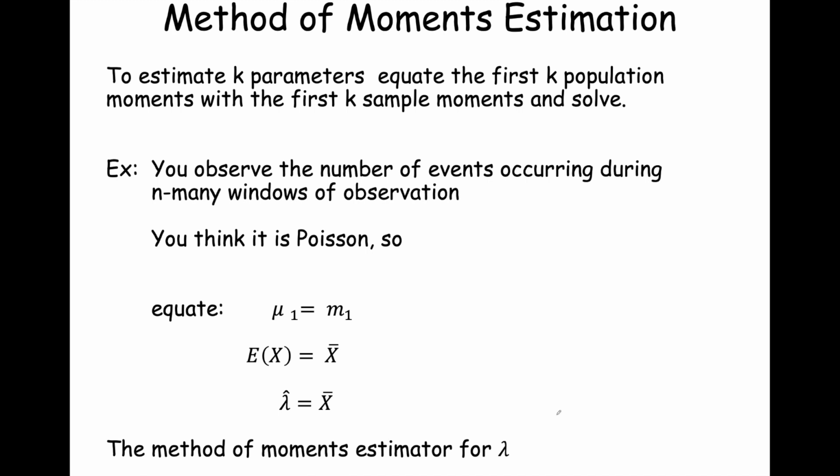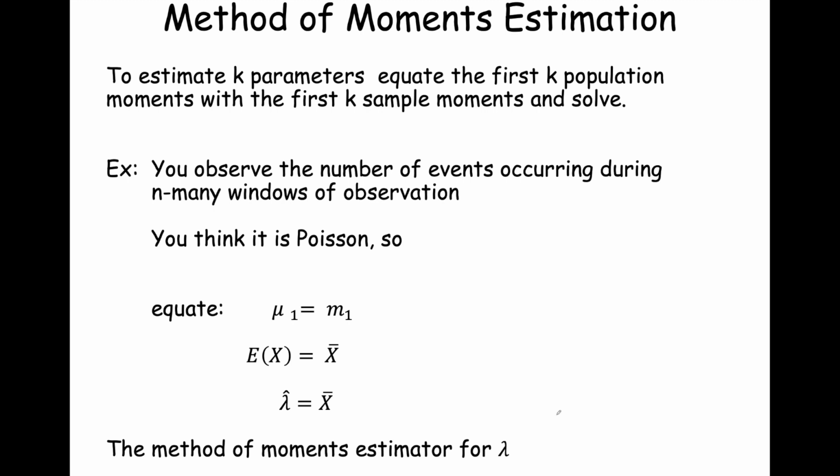Okay, so let's go back to this customer arrival problem that we watched in the video counting the customers. You observe the number of events occurring during some number of windows of observation n. Now n goes to infinity. The only requirement for the Poisson configuration is that these delta t's have to be the same. So you take the first population moment, mu1, defined by the equation we had for moments, and you equate that to m1, the first sample moment. And so what is that?